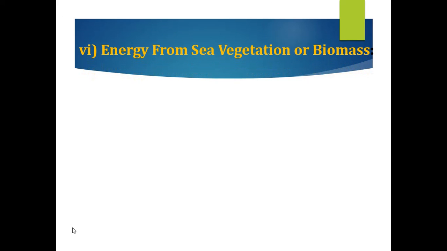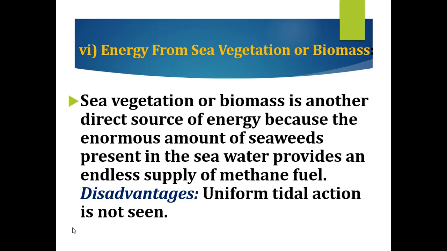Now next one is energy from sea vegetation or biomass. What is meant by sea vegetation? In the ocean, you can see there are seaweeds. So what is meant by seaweeds? Seaweeds are algae. Yes? So there is an enormous amount of seaweeds present in the seawater, which provides a fuel called methane. Okay, so seaweeds can produce a fuel called methane. So nowadays we are obtaining methane fuel from the sea vegetation or from the seaweeds.